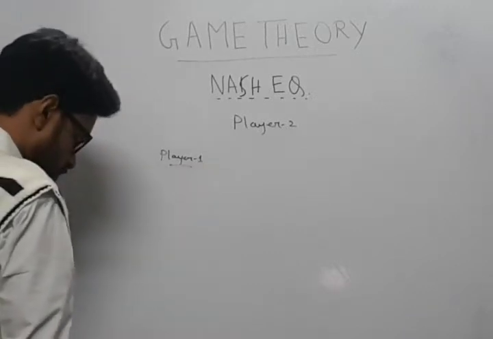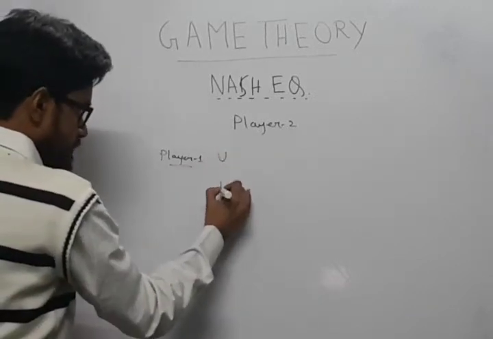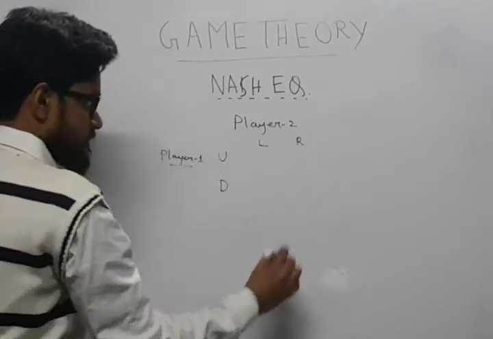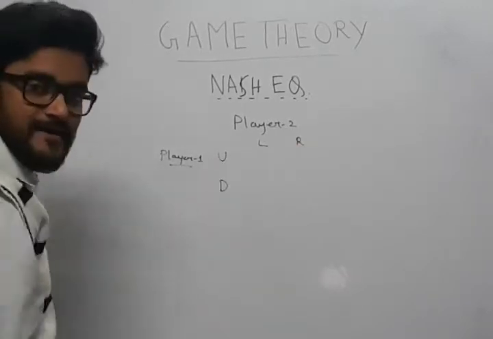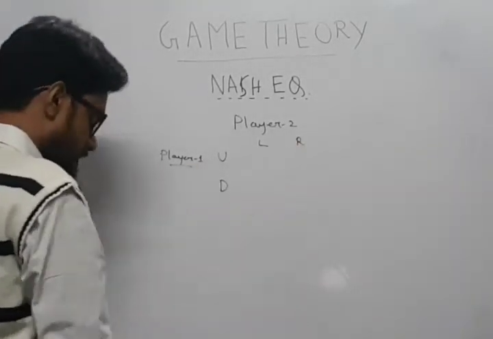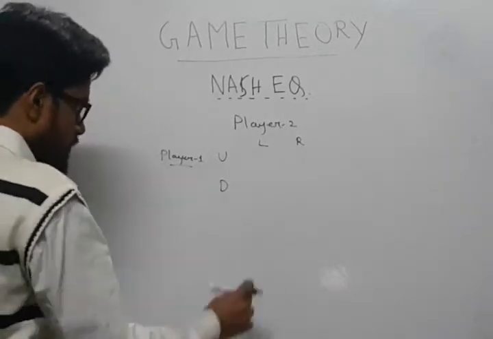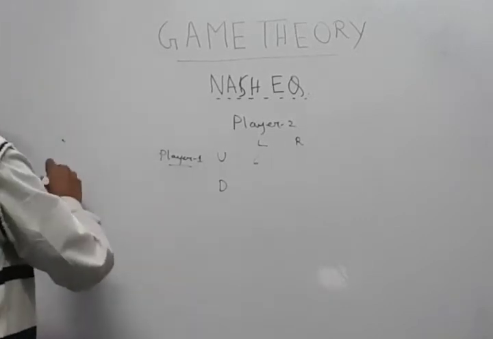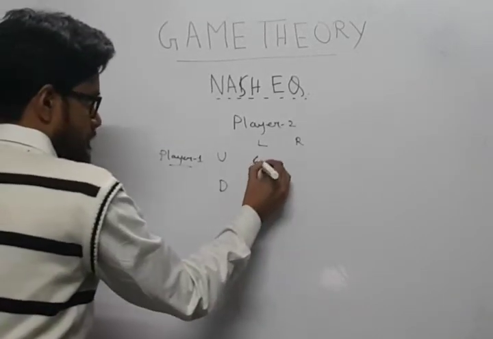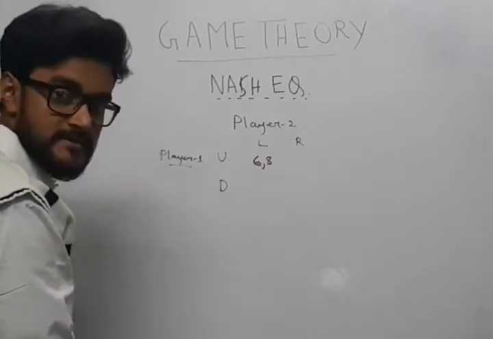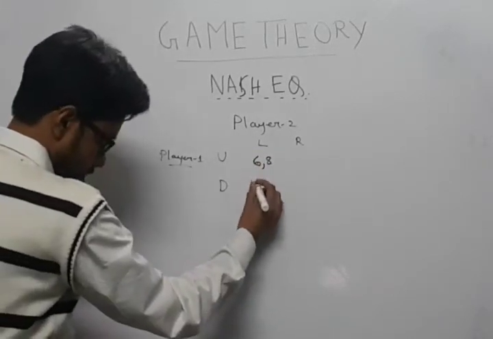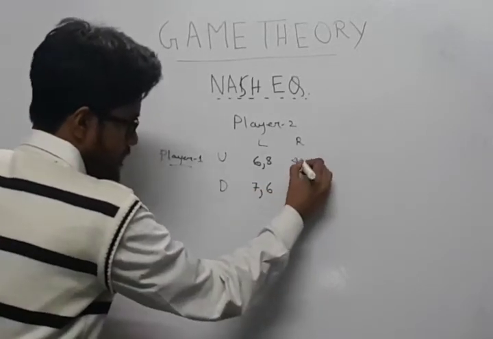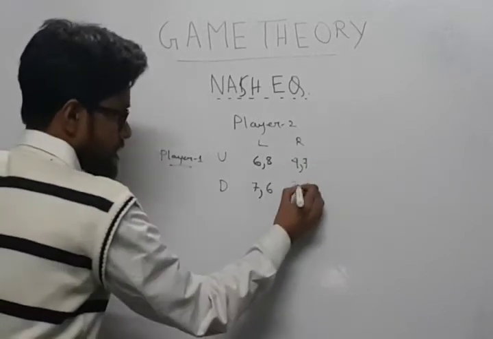Now for player 1 we'll write U and D. For player 2 we'll write L and R. So for player 1 we have U and D. For player 2 we have L and R. Now we'll write down the strategies, which is 6, 8, 6, 8, then 7, 6, 4, 7 and 3, 7.